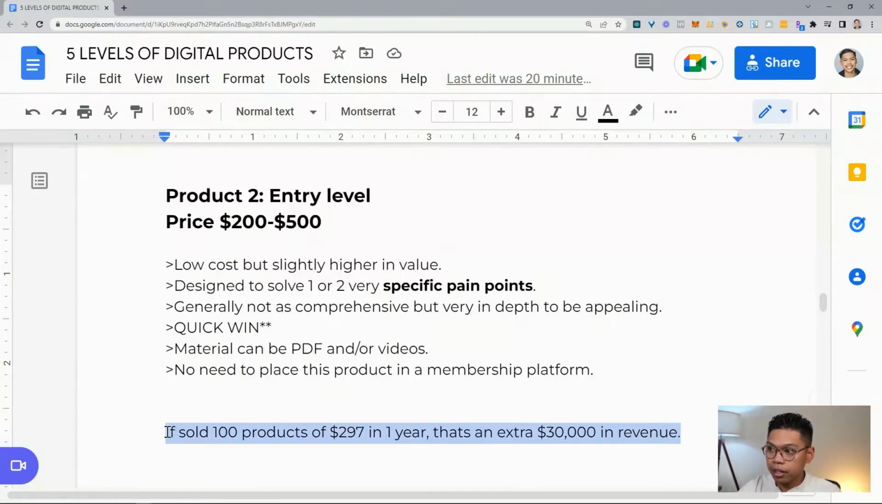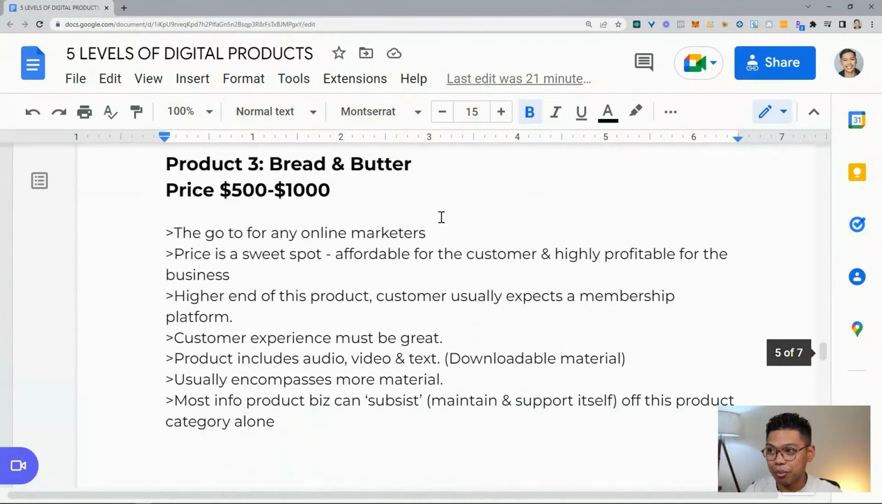Okay. Here's an example of just this product, entry level. If I sold 100 products of 297 in 1 year, that's an extra 30,000 in revenue. Okay. And that's just this one product, the entry level product. Okay. So this is another great product as you guys are kind of figuring out. And I give price points just so you guys can kind of be like, okay, this is a good price point that is pretty known in the industry and what people are used to. All right. So that's product number two, which is our entry level. And it gets exciting as we scale up to the different products.